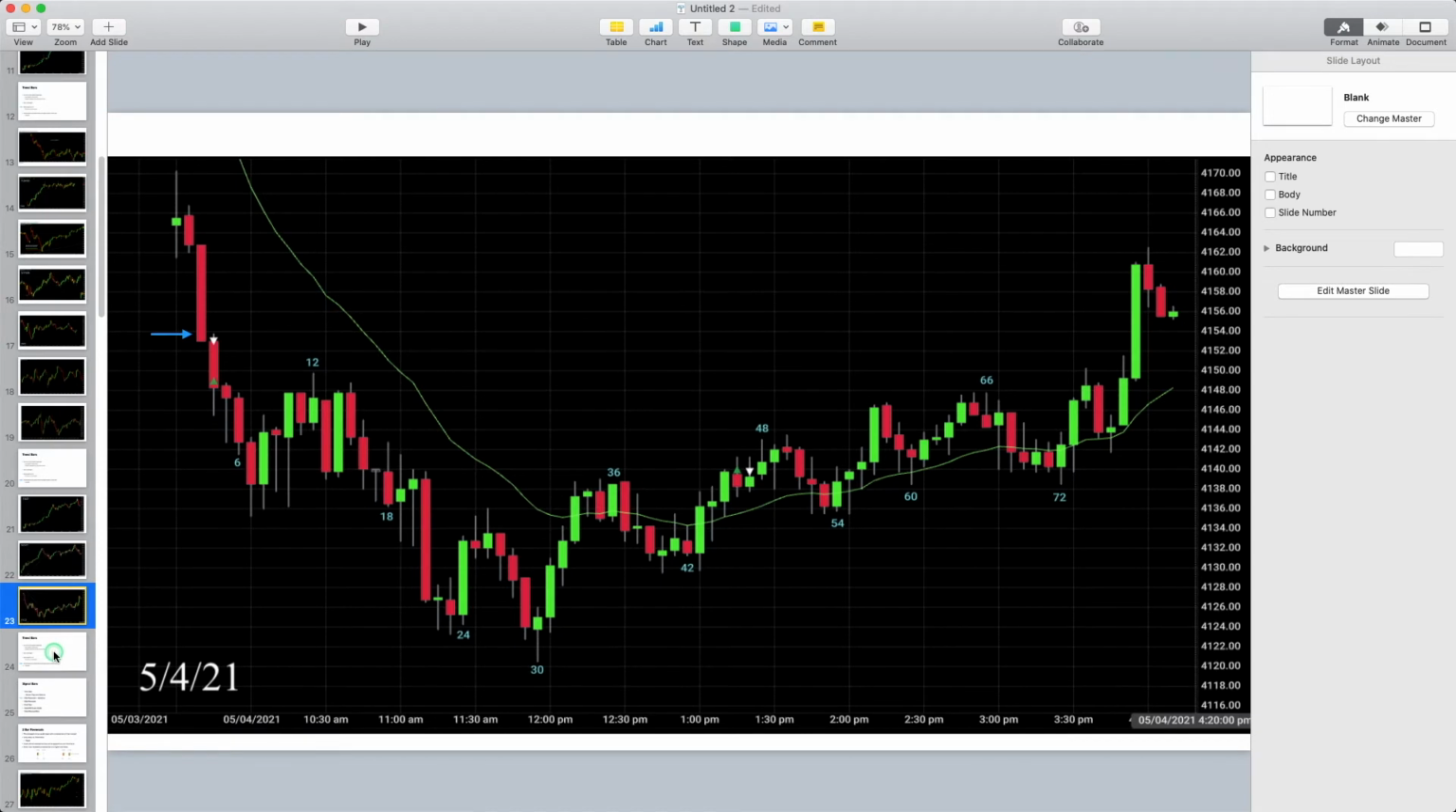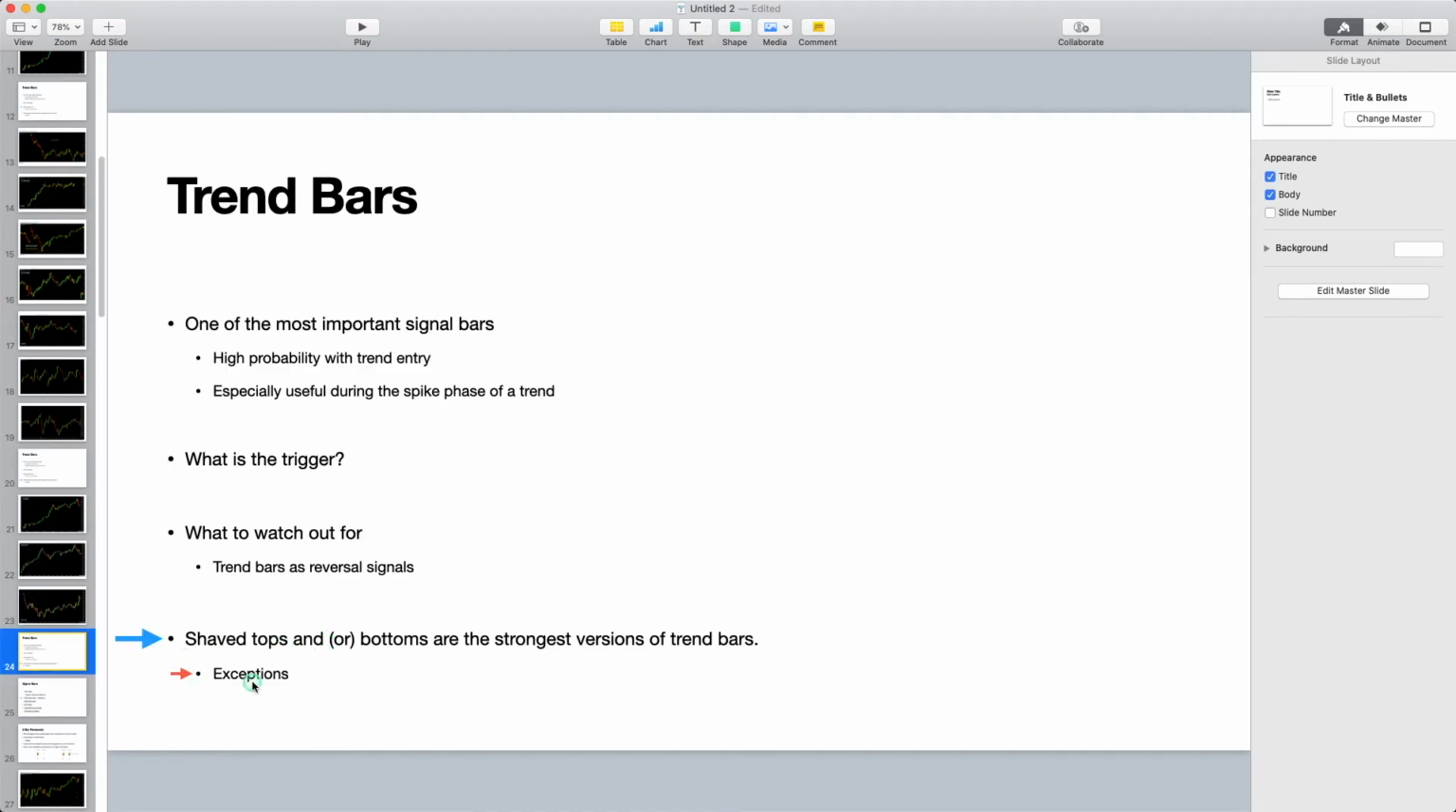And one thing Al mentions to be careful of with shaved tops and bottoms is that a shaved top at the top of a trading range is not worth buying because we shouldn't be buying near the high of a trading range. And so the odds of a failed breakout in a trading range are much higher.